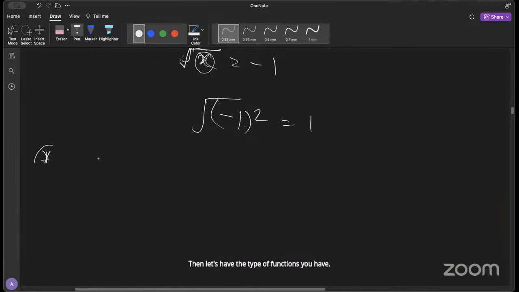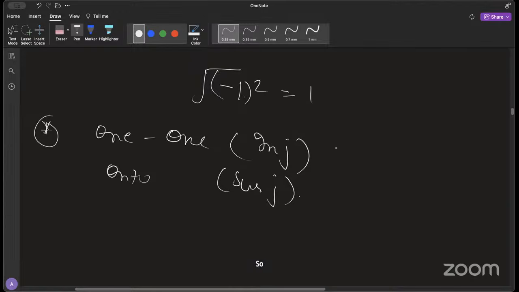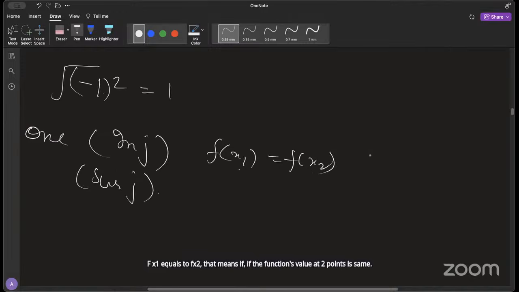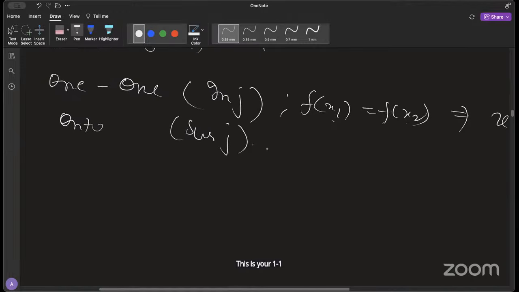You have one-one function and onto function. One-one is also called the injective function, and onto is also called the surjective function. So your one-one function is, let's say, f(x1) equals f(x2). That means if the function's value at two points is the same, then your two points should be the same. So this is your one-one function.